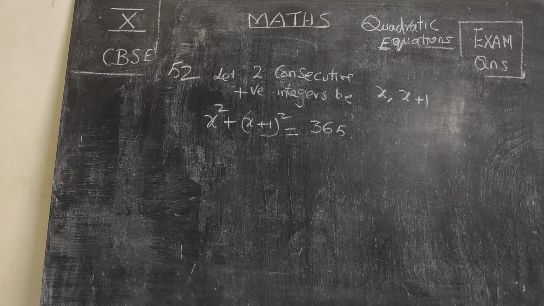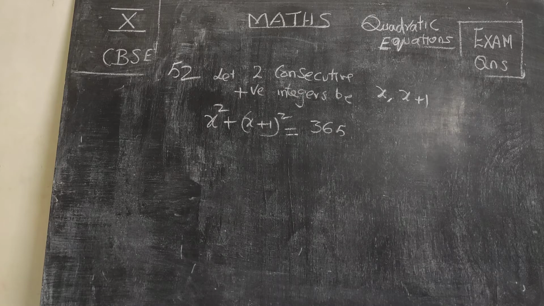Here some students are making some mistakes. They don't understand that consecutive positive, they just neglect it. So they think that it is x and x plus 2, something like that. You look at the problem, what is given? Two consecutive positive integers, so x and x plus 1. Suppose they gave two consecutive positive even integers, x and x plus 2, or odd integers, x and x plus 2, like that. So go through the problem and then make an attempt.